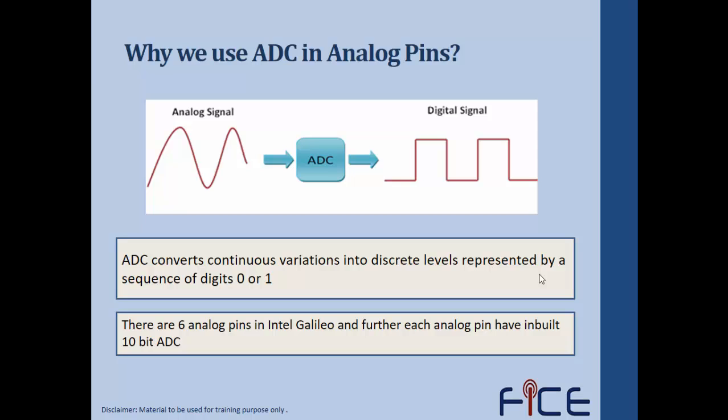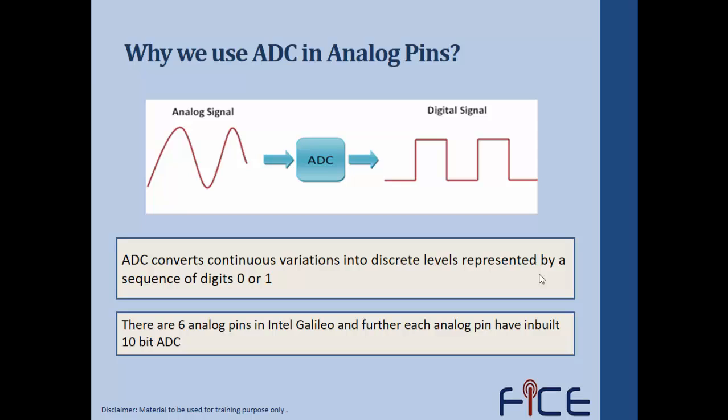As I have already mentioned, analog pins have an inbuilt ADC. So what is the purpose of using the ADC here? The reason is that a microcontroller is a digital electronics device. It can respond to only two states, either on or off, or high or low. So that's why we use an ADC, which converts the input from the analog sensor, that is a continuous signal, into discrete levels represented by a sequence of digital 0 or 1.